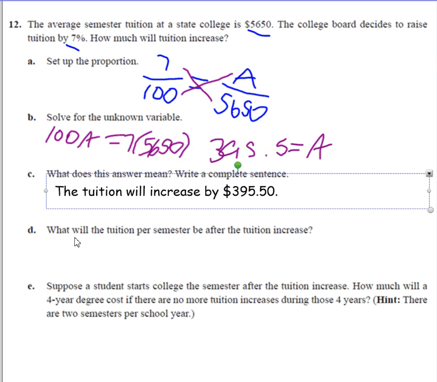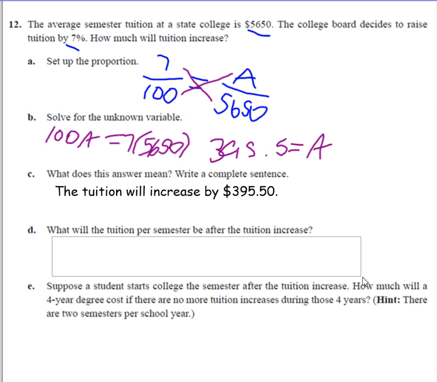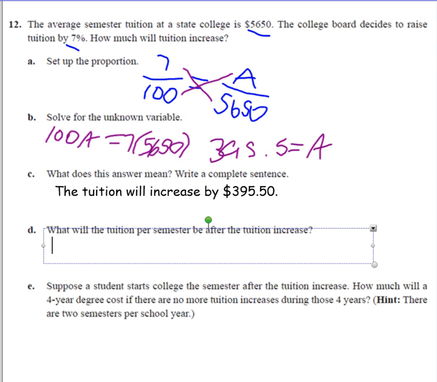Then it takes this story problem a step further, and it says, what will the tuition per semester be after the tuition increase? So we have to now do a little bit more math, and the starting amount was 5,650, so we're going to add the 395.50 to that to get a new tuition rate of $6,045.50.